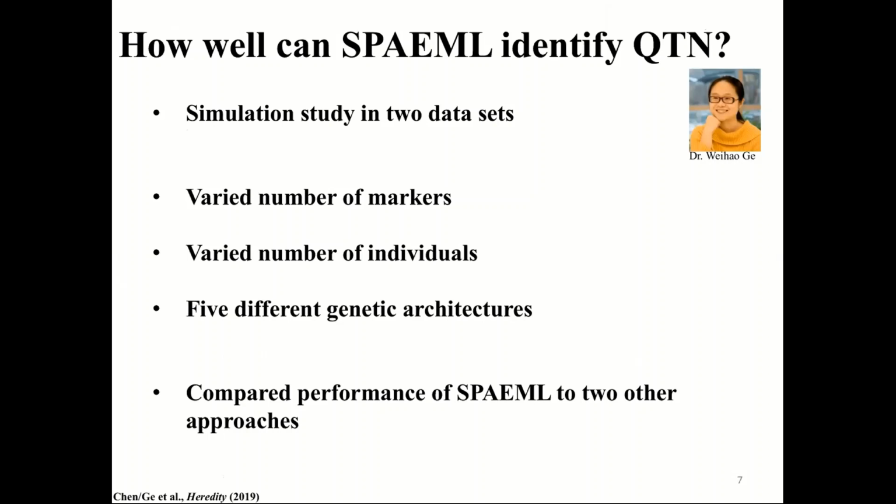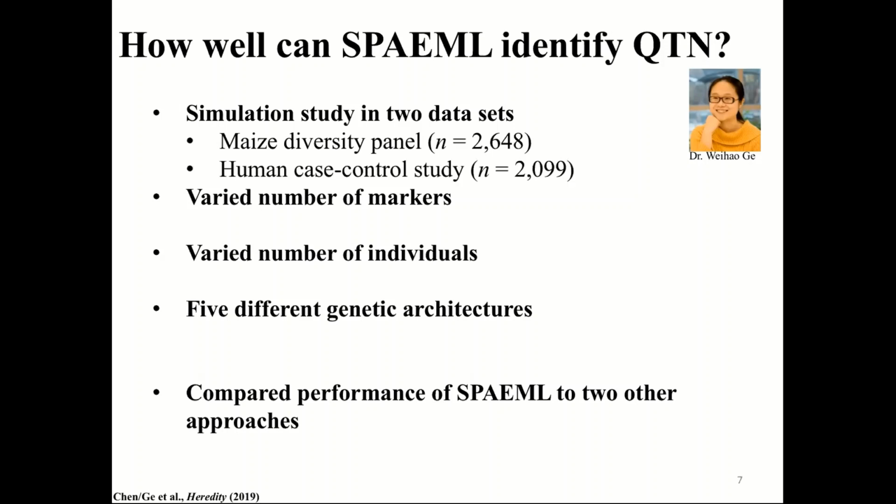So what we did was this. We simulated phenotypes in 2 data sets. One was a maize diversity panel. For those of you familiar with maize diversity panels, this was the Ames panel. And also we looked at a human case control study. Both had between 2,000 and 2,700 individuals.